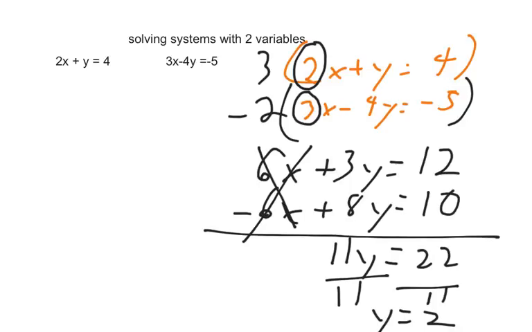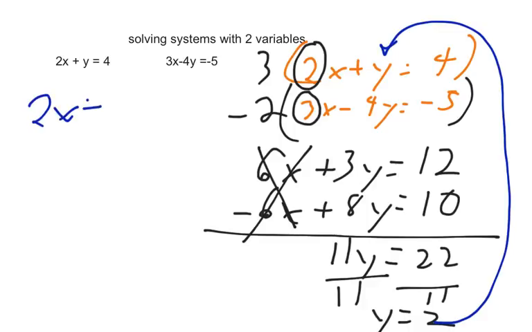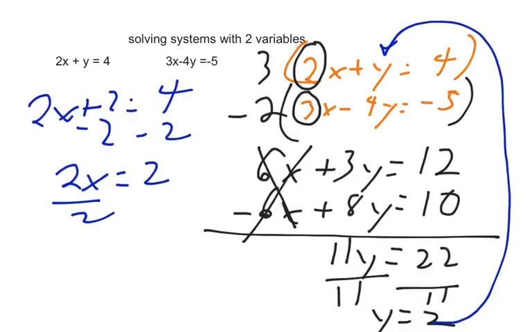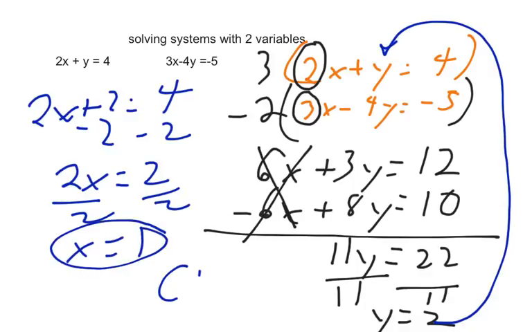We're not done with this problem until we find x. So I'm going to take this and I'm going to plug it in here to get 2x plus 2 equals 4. Now this problem is one that you've been solving since Algebra 1, so we got 2x equals 2, divide by 2, and x equals 1. So my answer here is, once again, x equals 1, y equals 2. Makes sense because we did the same problem twice.